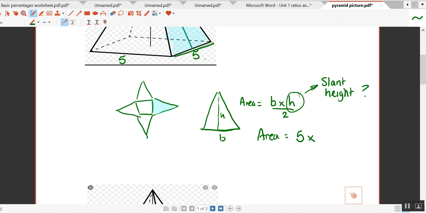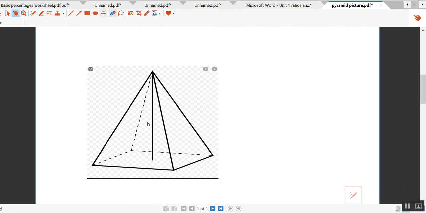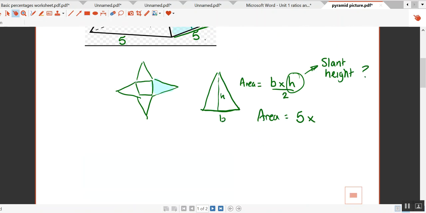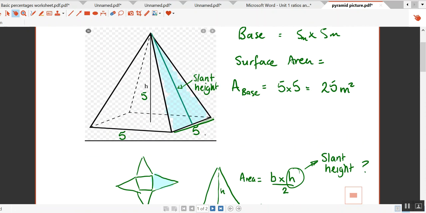What is that? Any ideas? Just make some space. Any ideas how to know the slant height? Don't know the angles actually. We probably could if we wanted to work them out, but there's an easier way.